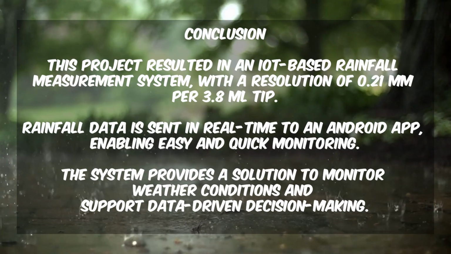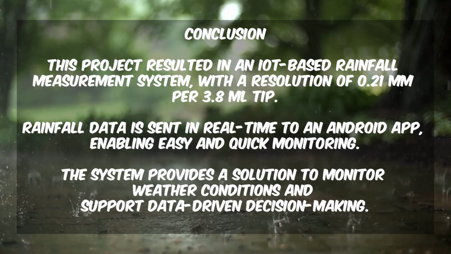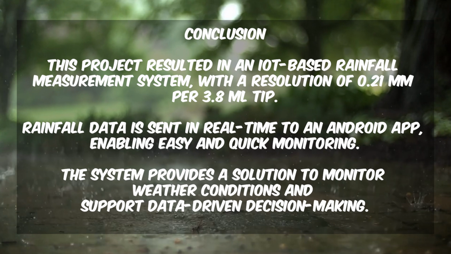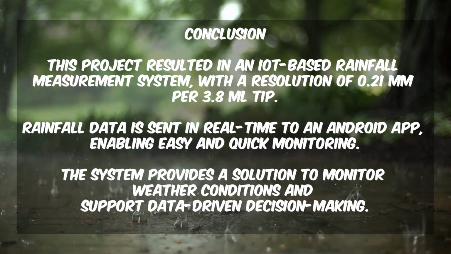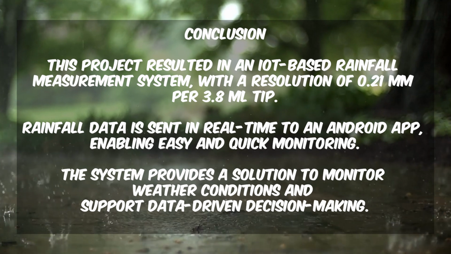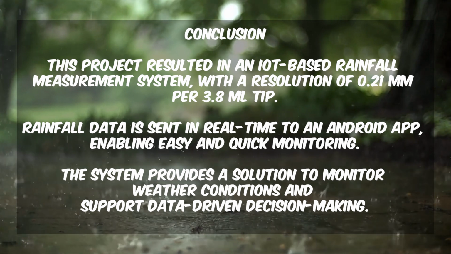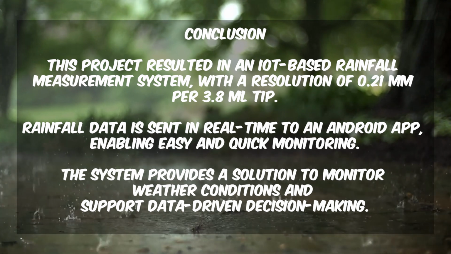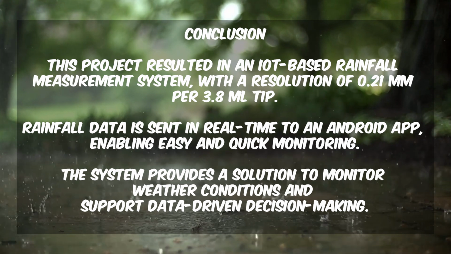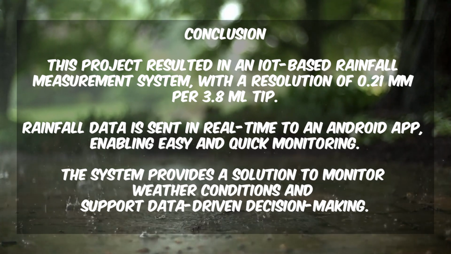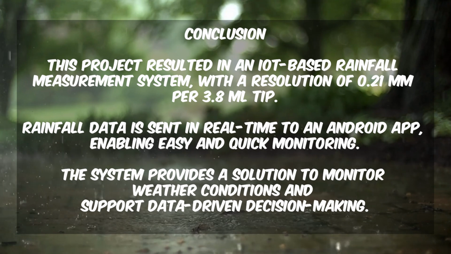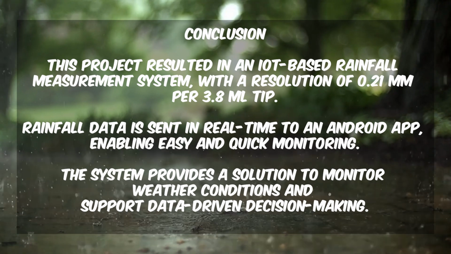So the conclusion that we get: this project results in an IoT-based rainfall measurement system with a resolution of 0.2 millimeter per 3.x milliliter tip. And then rainfall data is sent in real time to an Android app, enabling easy and quick monitoring. And last, the system provides a solution to monitor weather conditions and support data-driven decision making.